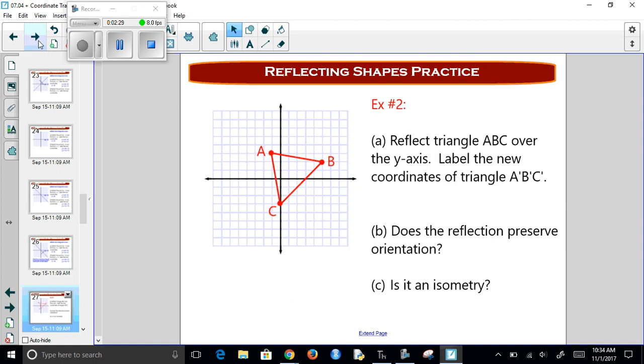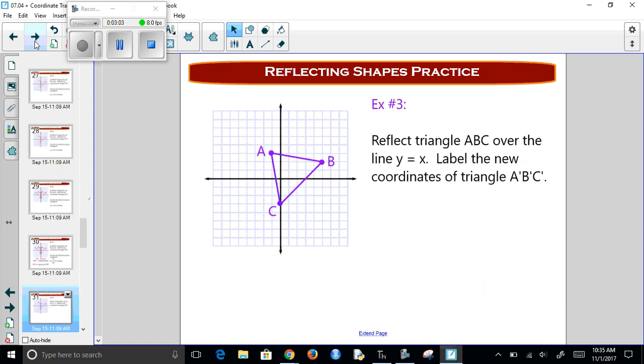All right, so now we're going to do this with a triangle. So take some time, try to figure this out, and when you're done, press play. If we reflect it, it should look like this. Does it preserve orientation? Well, our red one goes clockwise, our blue one goes counterclockwise. So we'd say no, it doesn't preserve it, where preserve means to hold on to or keep. No, it changes its orientation. Is it an isometry? Yes, because it stays the same size.